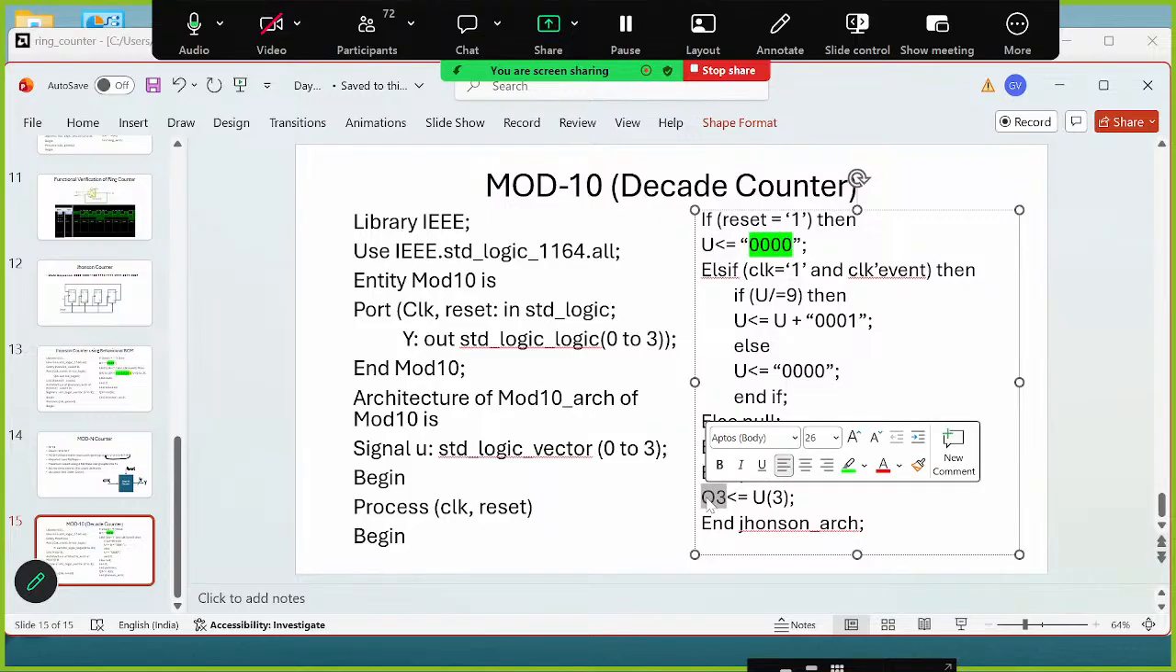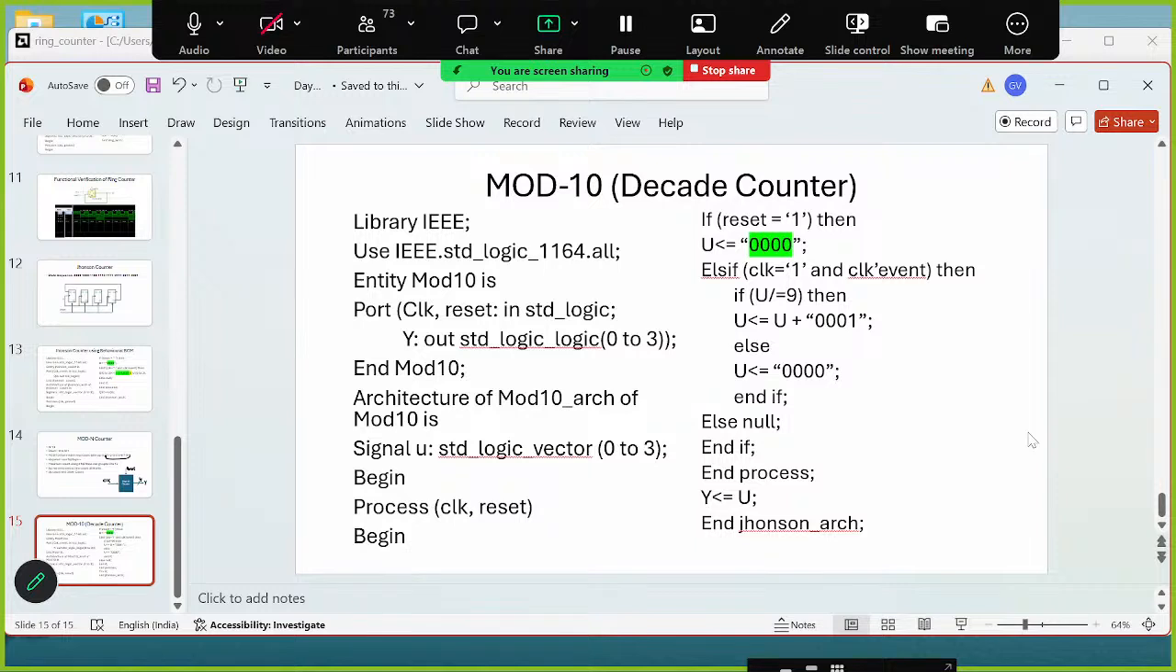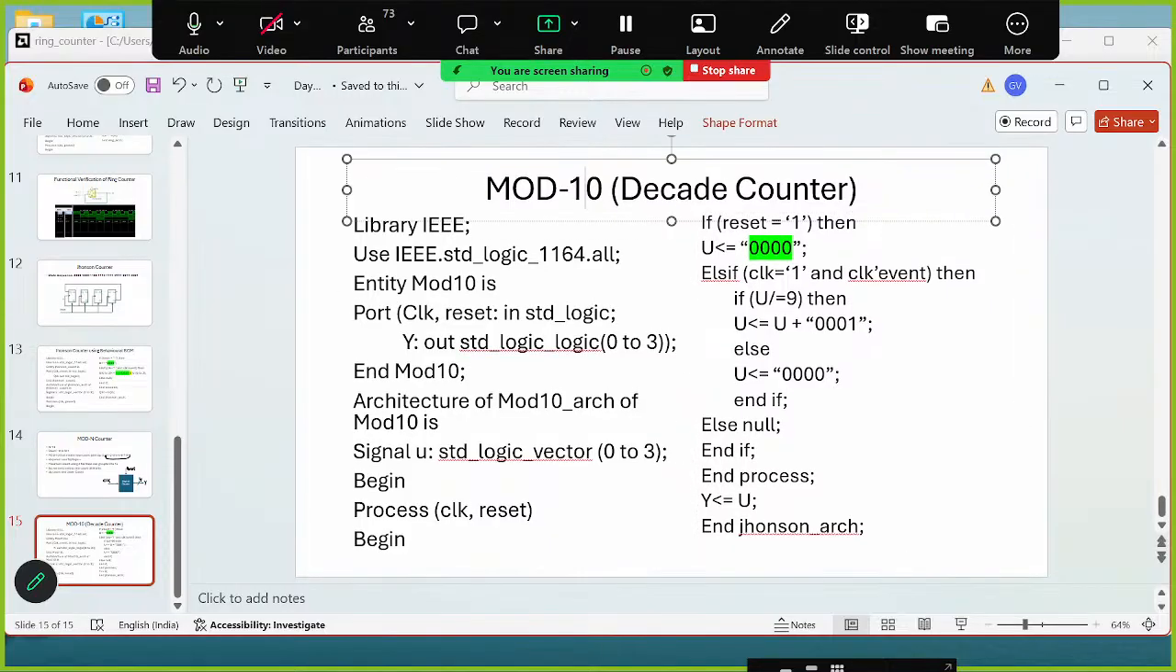Finally, I'm updating this y output with the value of u. Okay, a simple program to understand. You can change the condition also. You can write if u equal to 9 over here, and you can change the conditions from here to here also. That is also true. If u equal to 9, then u gets the value of 0 0 0, else you put this condition. So you can change it vice versa. This is a very simple logic of a mode 10 or decade counter.